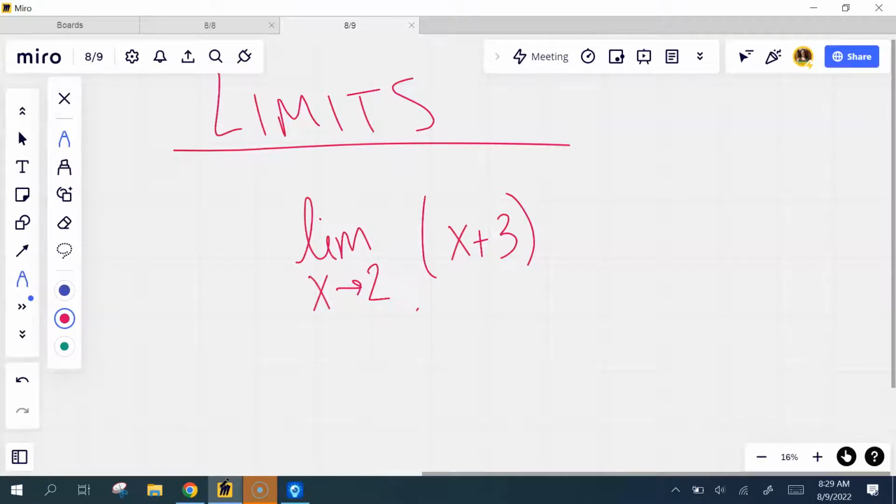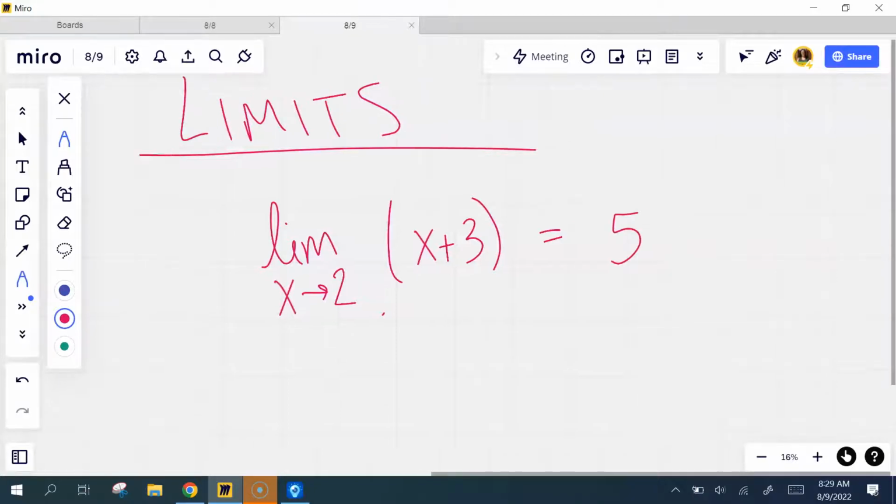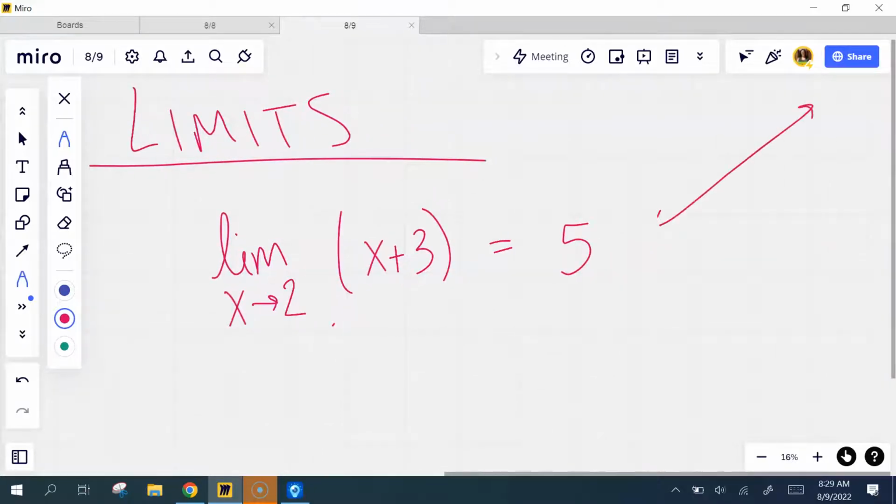So in the case of this, I could just plug it in, right? Because this is defined at 2. If it's defined at 2, well, that's pretty easy. So this would just be 5. This is just a straight line, and it's got the point (2, 5). So that's not a problem.